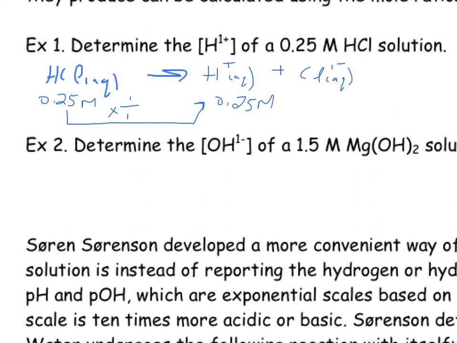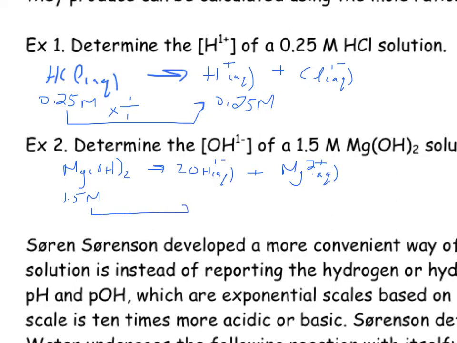Here's the answer for example 2. Again, start by writing an ionization equation. Magnesium hydroxide is a base. That means it will make OH1- ions, and two of them can dissociate. If I have a 1.5 mole per liter solution, in order to convert into hydroxides, I have to times by a 2 to 1 mole ratio. That means the concentration of OH1 minus in my solution will be 3 moles per liter.